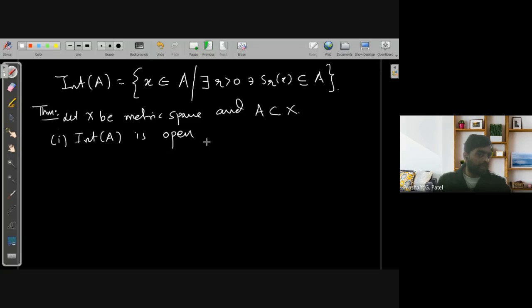In fact, it is the largest open set contained in A. What does it mean?